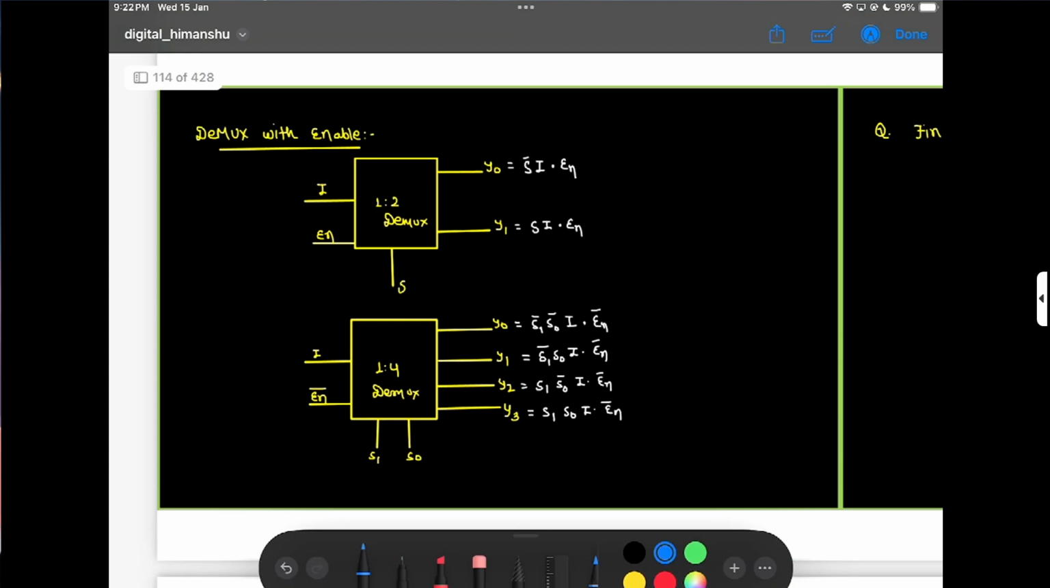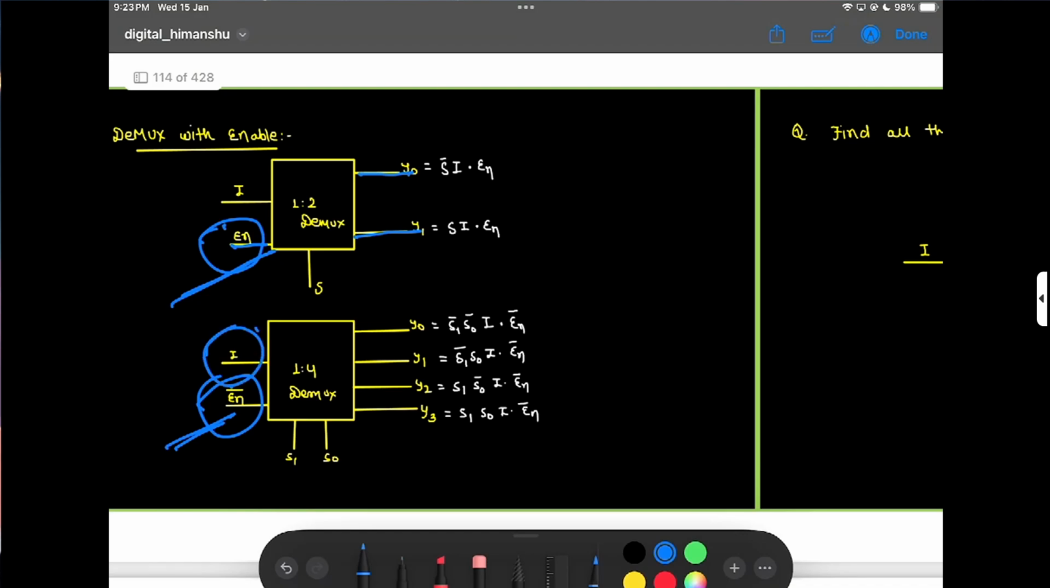Now, demux with enable signal. Here is one extra signal, that is enable. When my enable is on, only then it gives me output. Otherwise, if enable is off, it does not give me the output. This is the example of active high enable, and this is the example of active low enable. When my enable signal is 0, it gives me the output, and when my enable signal is high, it does not provide any output.